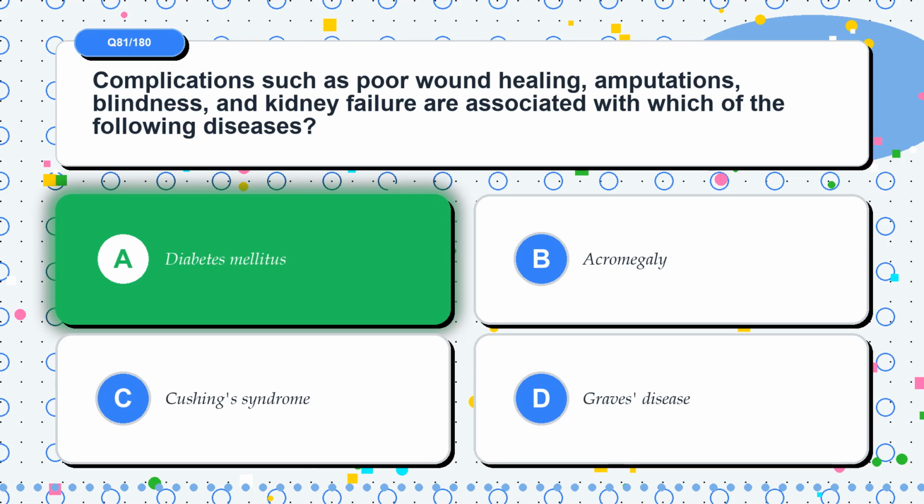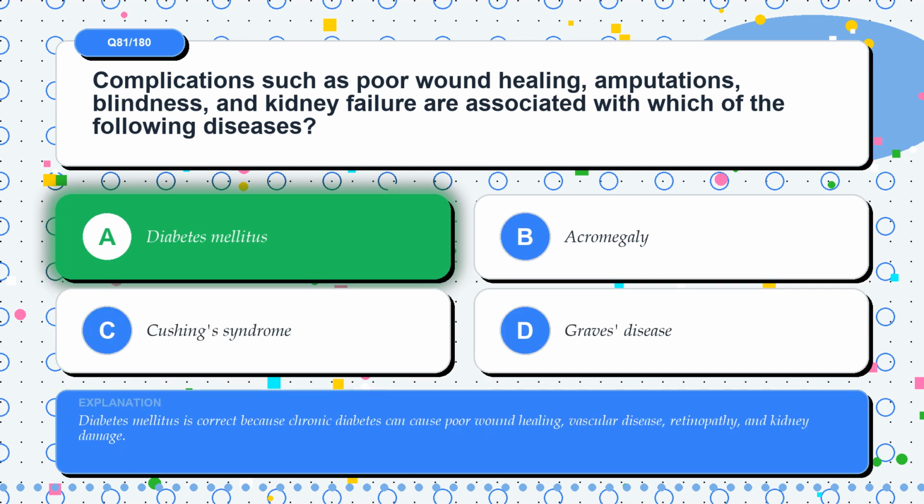The correct answer is option A. Diabetes mellitus. Diabetes mellitus is correct because chronic diabetes can cause poor wound healing, vascular disease, retinopathy, and kidney damage.